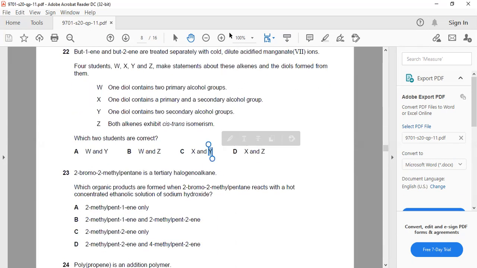But-1-yne and but-2-yne are heated separately. This is but-1-yne and this is but-2-yne.